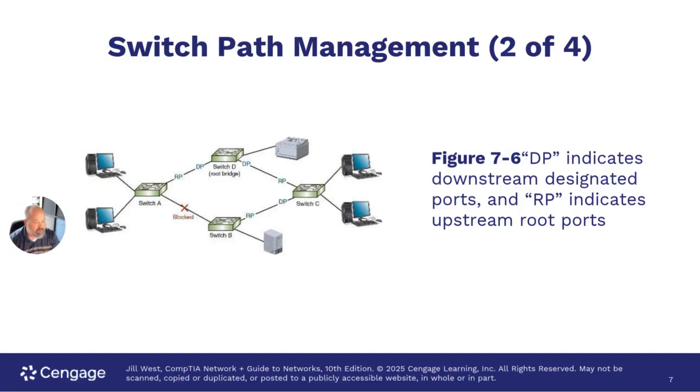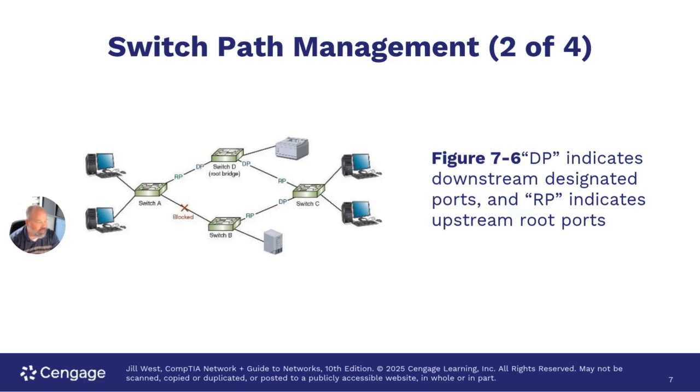Now, the diagram on this slide shows STP in action. Notice on the diagram there are DP and RP labels. DP stands for designated ports. These are kind of like the popular kids that get to forward downstream traffic. RP stands for root ports. These connect upstream toward the root bridge.